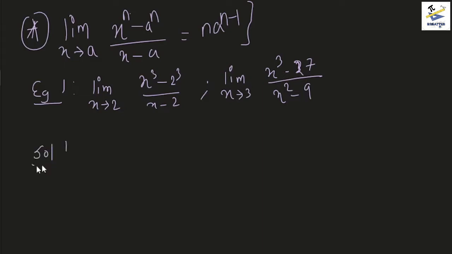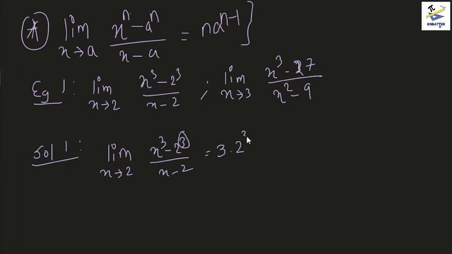Solution to 1. This is a direct application of the formula, so this is just for practice, so that you remember what we are doing. So x cube minus 2 cube divided by x minus 2. You can see the n is 3 here and a is 2 here, so it should be n into a to the power n minus 1, right? This just evaluates to 3 into 2 square, which is basically 12, which is the answer.